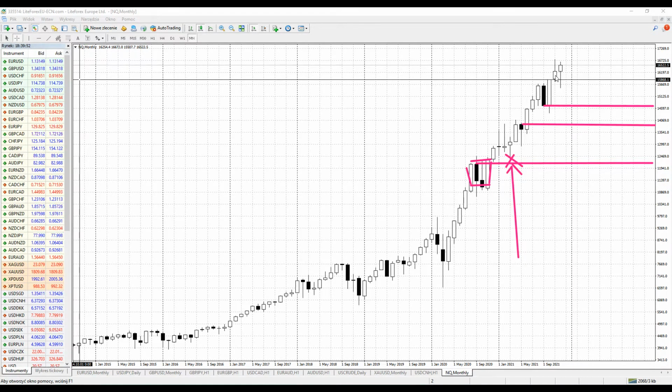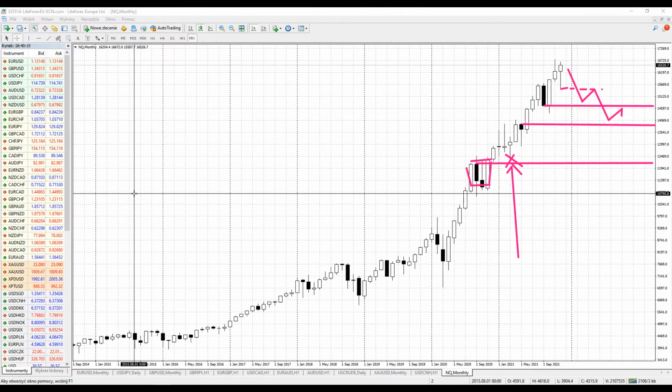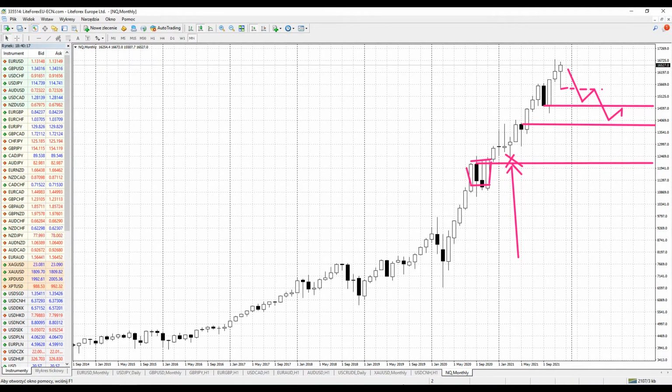So as of now, it depends where we are going to get the close. All right, this month's low is a minor support. Okay, we might see something like this in case of the downside break. To the upside, the sky is the limit when it comes to the Nasdaq. All right, next one is gold.